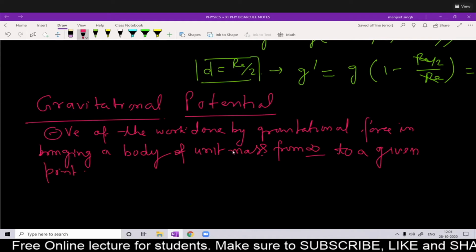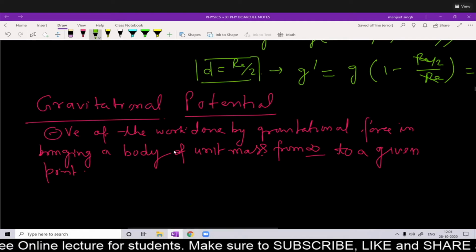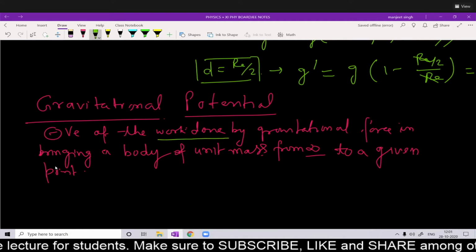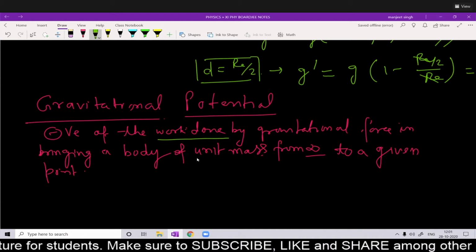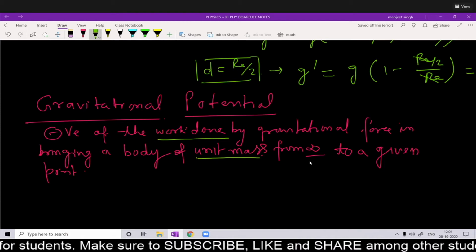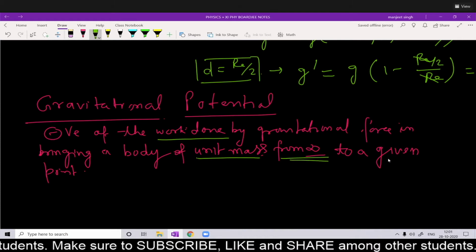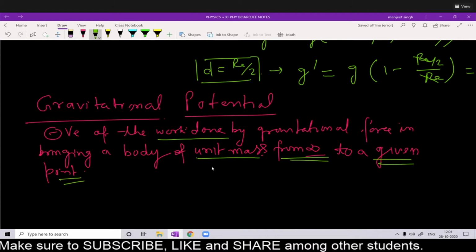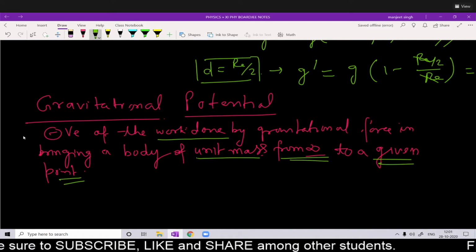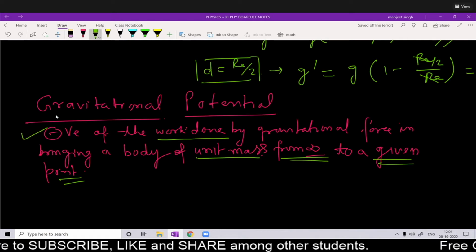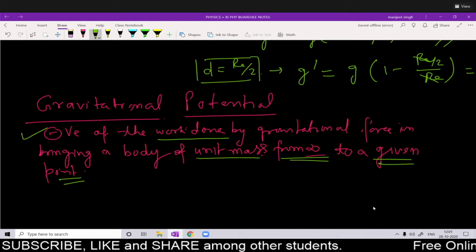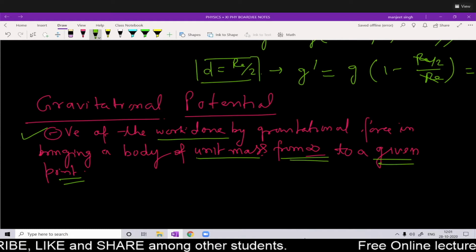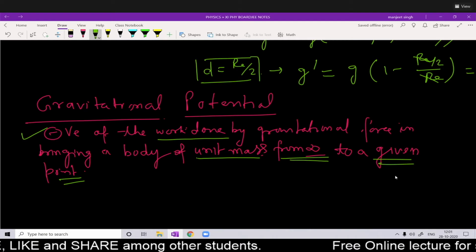Means, first of all, we have to calculate the work done by the gravitational force, and we are bringing a body of unit mass from where? From infinity to a given point. After that, we will take the negative of that. Then we will obtain the expression for the gravitational potential. So let us obtain the gravitational potential.